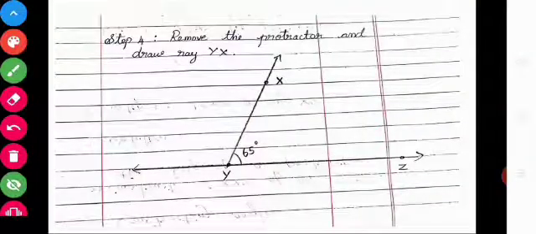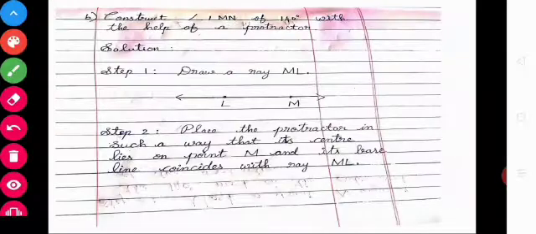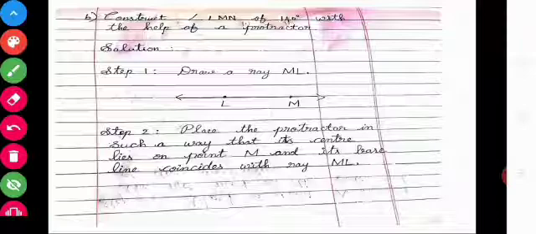And then step 4. Remove the protractor and draw a ray YX, and mark the angle 65 degree. That angle XYZ, how much degree is it? 65 degree. And then one more example. Construct angle LMN of 140 degree with the help of a protractor.